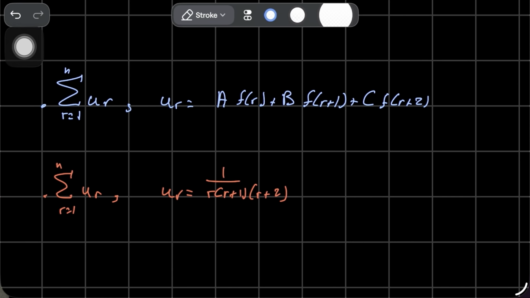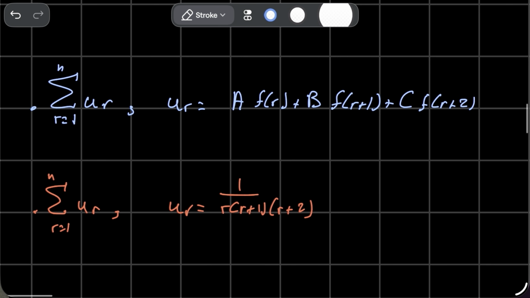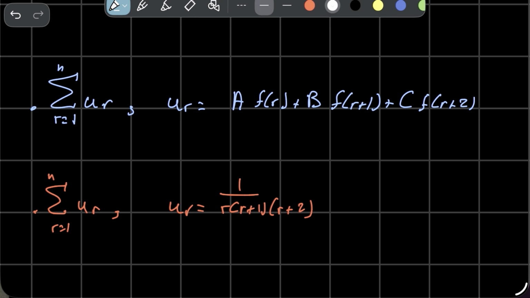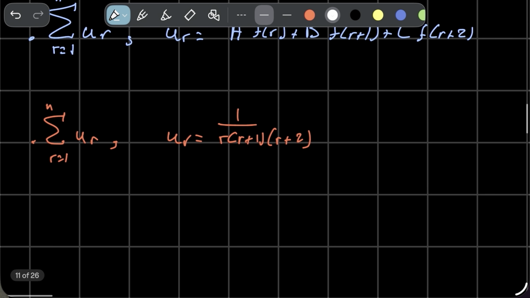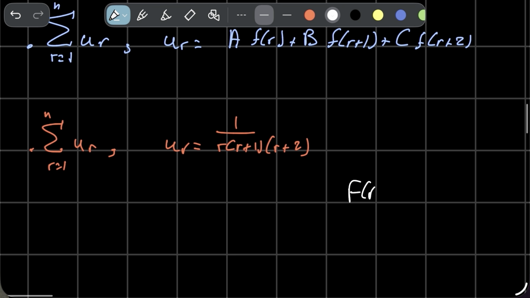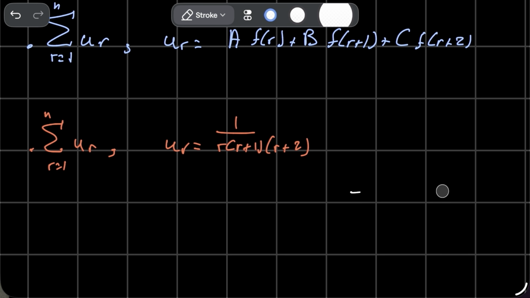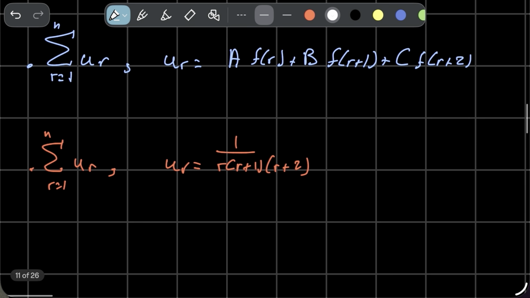Okay, students, today we have another method of differences idea. This is including three terms. Like the previous one, where we had f(r) minus f(r plus 1) or something like that, including f(r) and f(r plus 1), today we'll be taking terms including f(r plus 1) and f(r plus 2) with different coefficients.